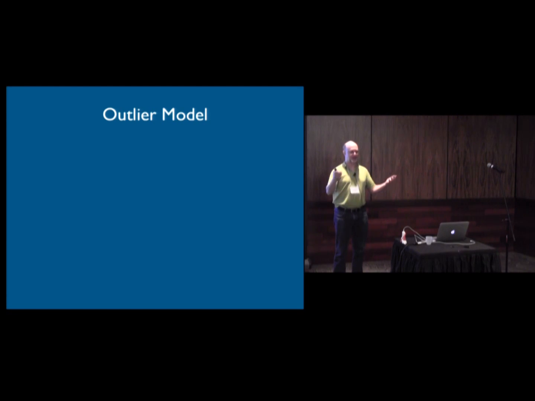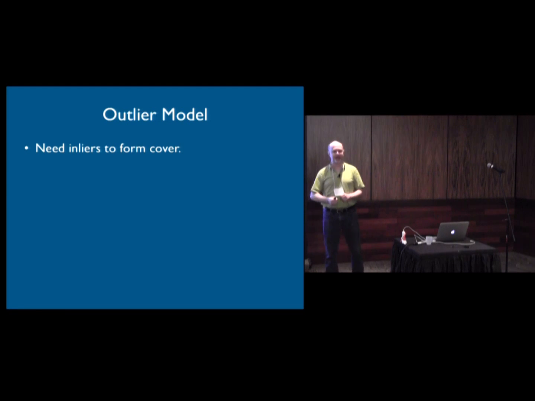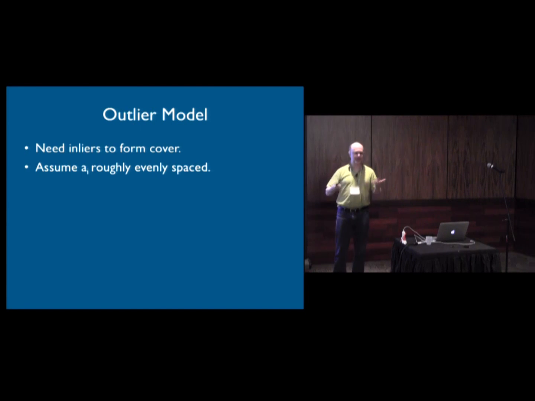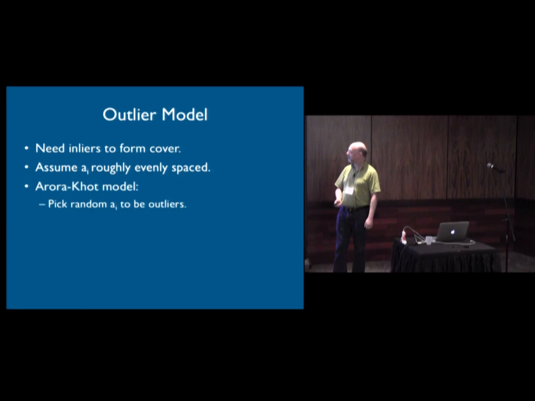Now let's look at what happens when we add outliers. Well, the first thing is that we need the inliers, again, the non-outliers, the inliers to form some sort of cover. We can't leave an interval without any points because of the issue I mentioned earlier. So let's assume that the AI are roughly evenly spaced.